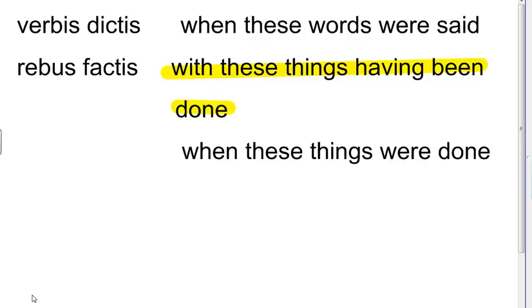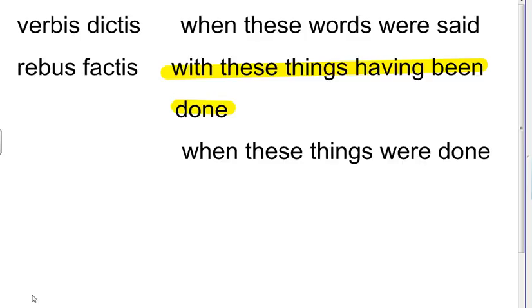Here are two examples of the ablative absolute that you'll see quite frequently, especially in Caesar's Gallic Wars. Verbis dictis, notice those two telltale endings, is, both ablative plurals. Translate them, when these words were said. Maybe it would have been better to say, when these words were spoken. That's a little better English. The second one, rebus factis, we would translate, when these things were done.